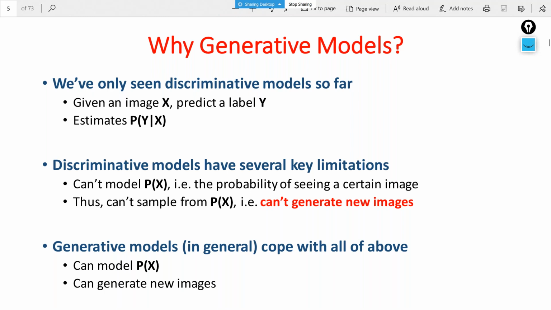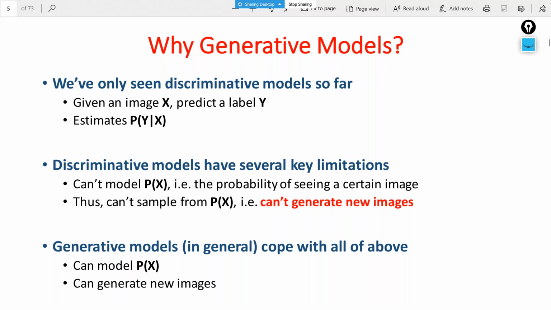So why generative models? We have only seen discriminative models where, given an image X, we predict a label Y, which is a classification problem, or it can estimate P of Y given X. That means the probability of X being Y, or the probability of a picture being a dog, or a picture being a cat. A simple basic classification.